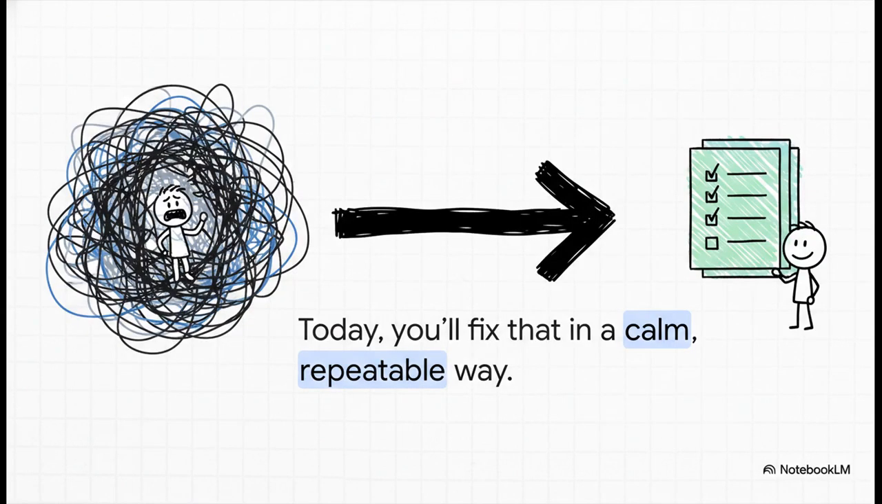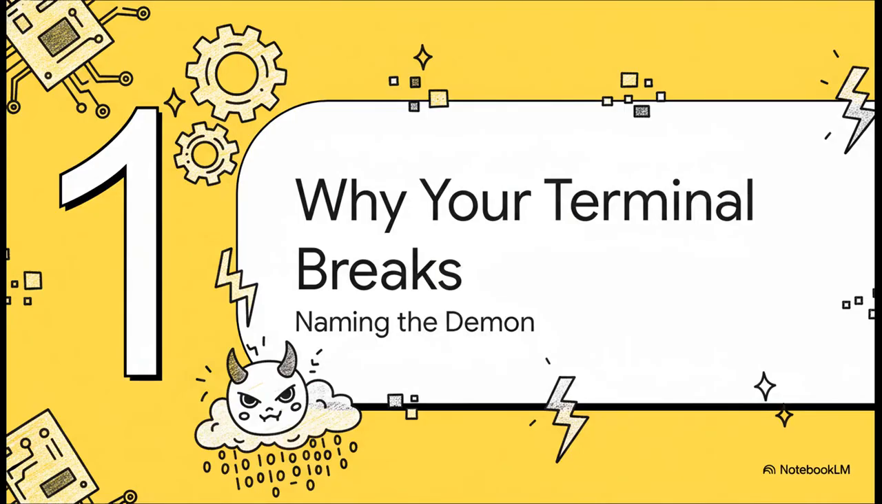Well, that frustration ends today. Right here, we're going to replace that panic with a process, a calm, repeatable checklist that will let you upgrade that dumb shell into a fully interactive one every single time. Okay, so what is actually going on here? Why is everything so broken?